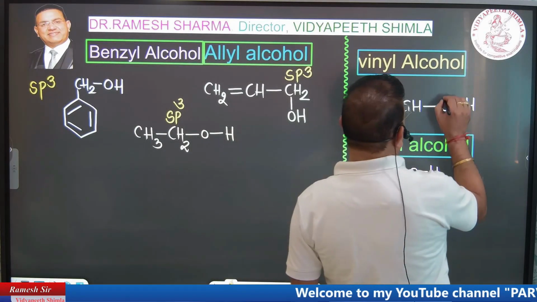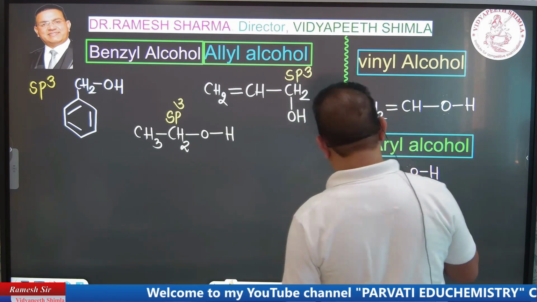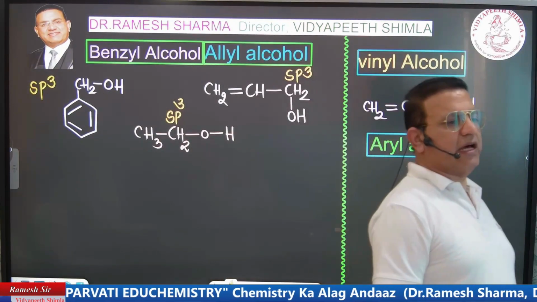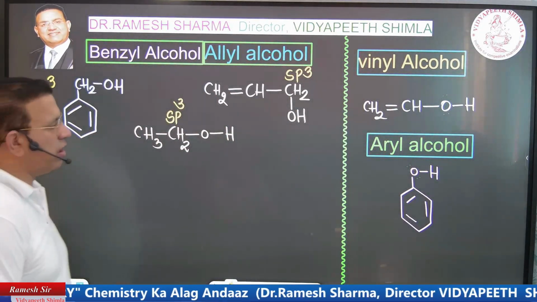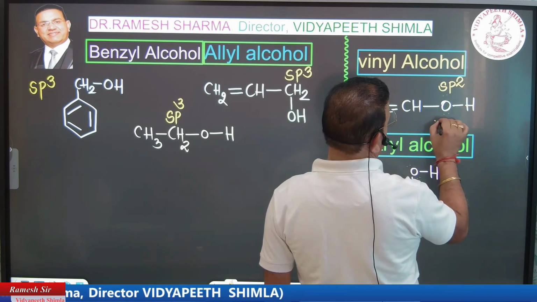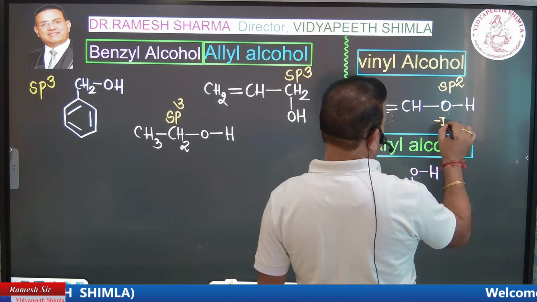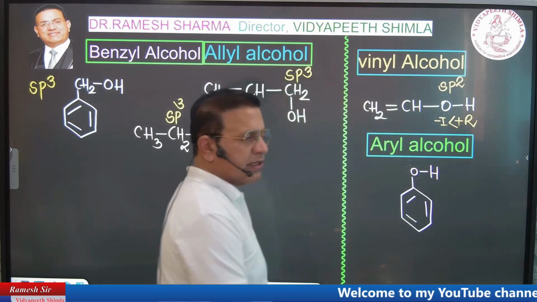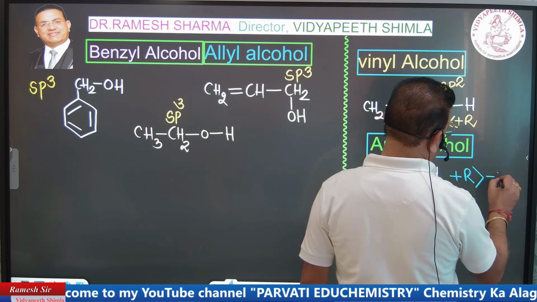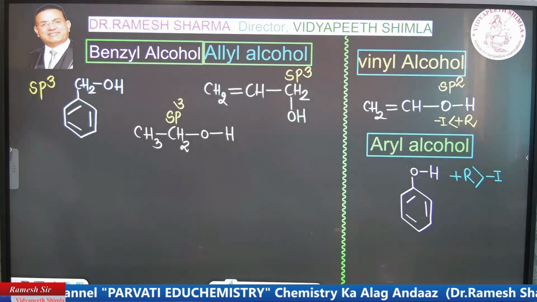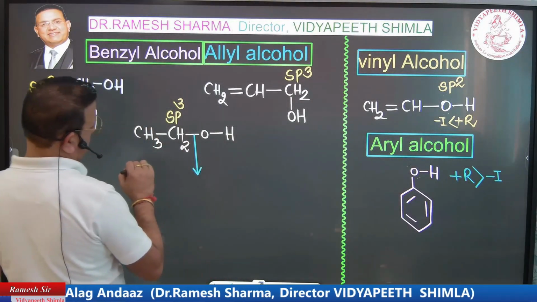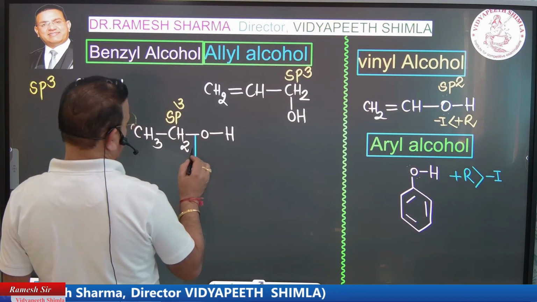So we have two categories of alcohol, as we had mainly two categories of alkyl halides. One was aryl and vinyl, and the other was the rest of the alkyl or benzyl halogens. Here this oxygen is sp2 hybridized. Thus this has minus I as well as plus R effect, where plus R is dominating over minus I, which clearly means that here the C-OH bond is a single bond. In all this category, they are single bonds, and this bond length is more.